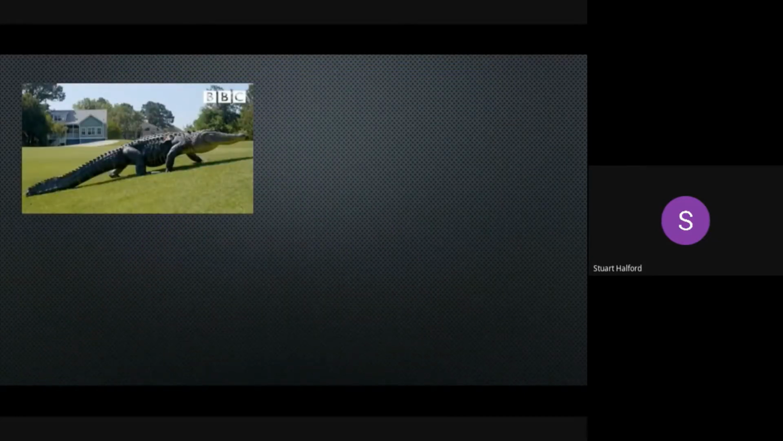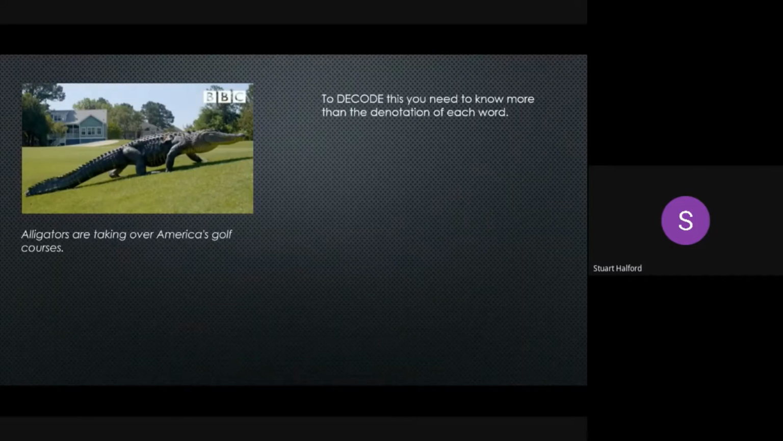So let's take this for example. Let's say this were on a website and the caption below the image was "Alligators are taking over America's golf courses." How would we actually go about understanding that? What would be the pragmatics involved in that context and situation?